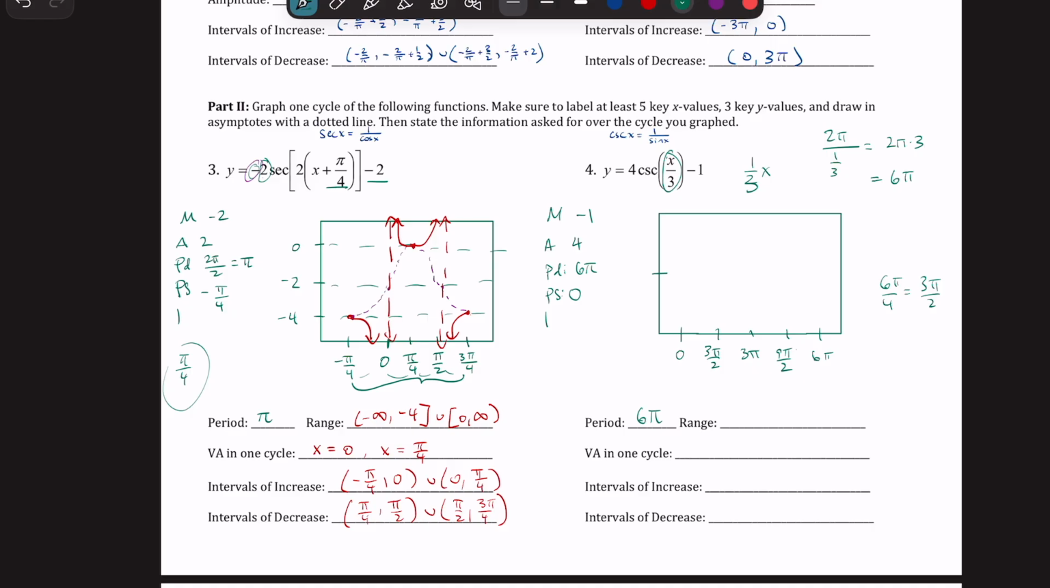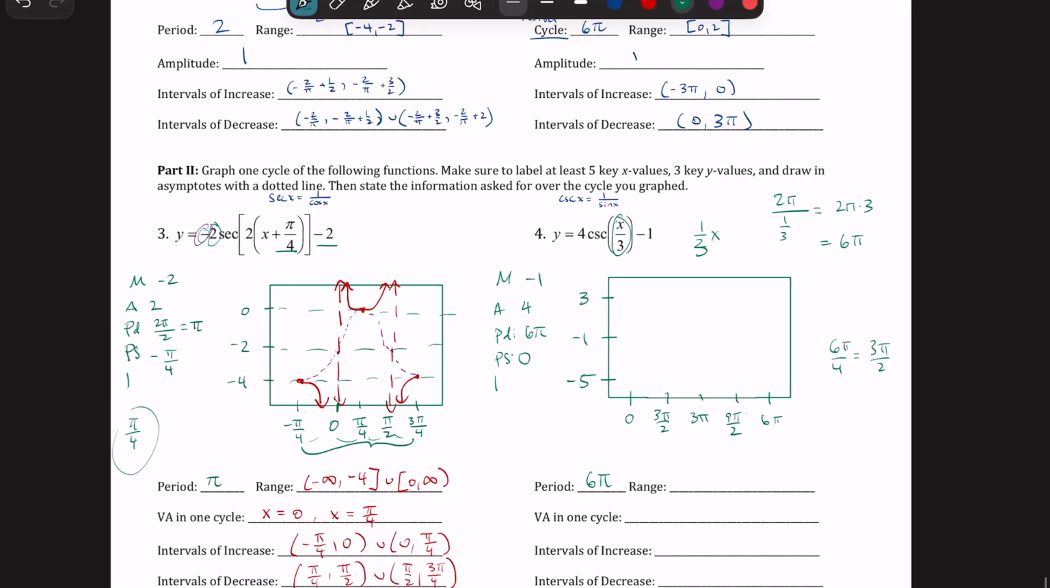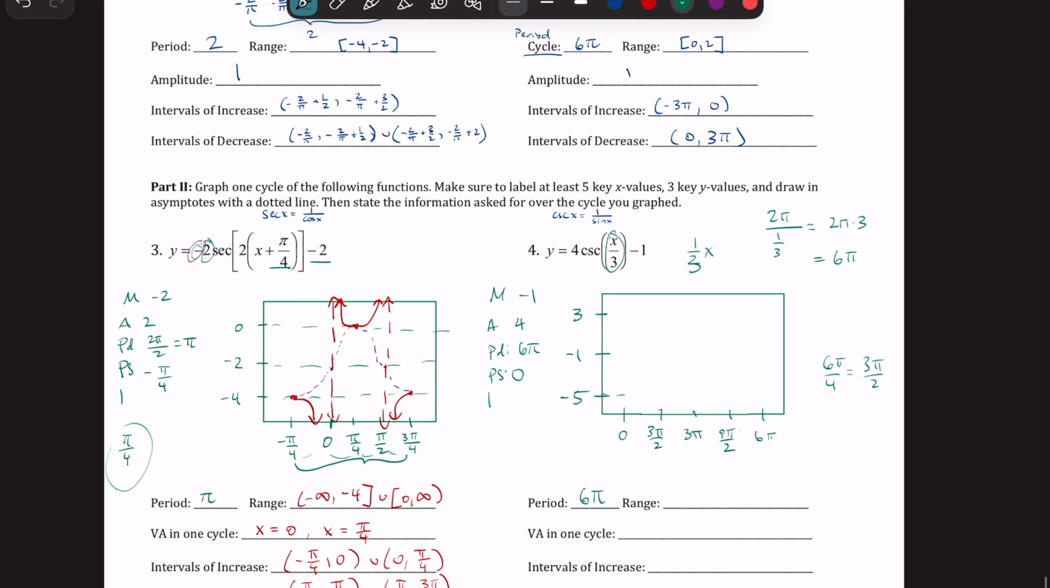Now, the midline is at -1, and I have an amplitude of 4. So -1 plus 4 is 3, minus 4 is -5.